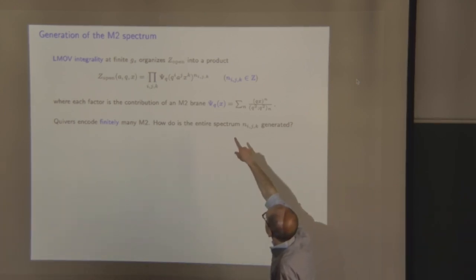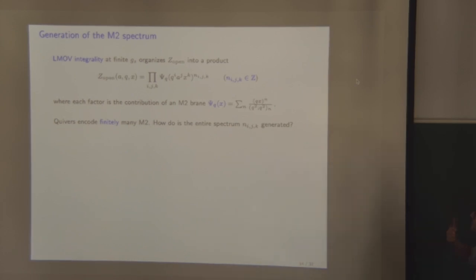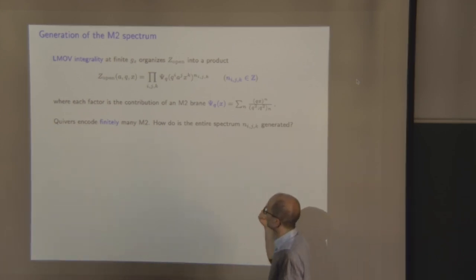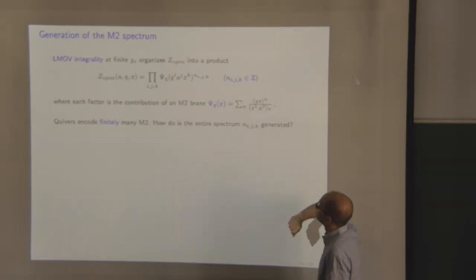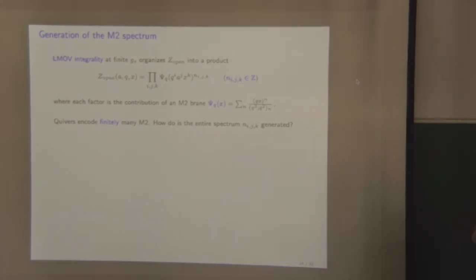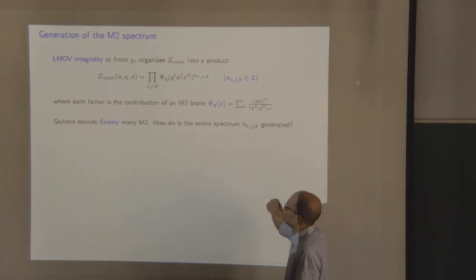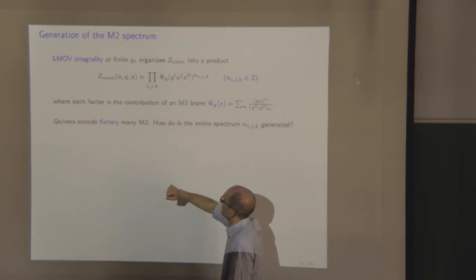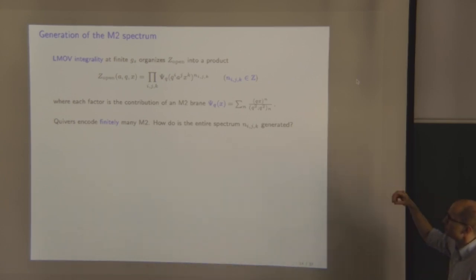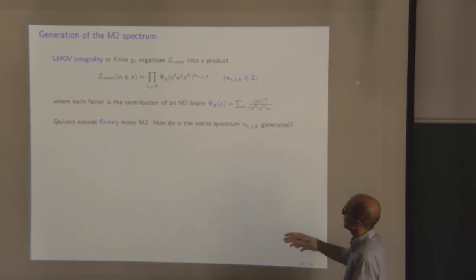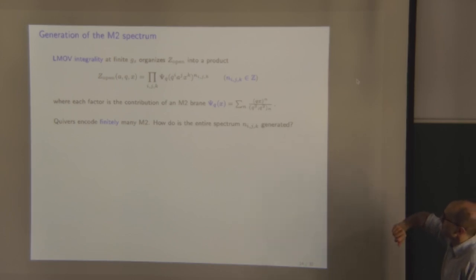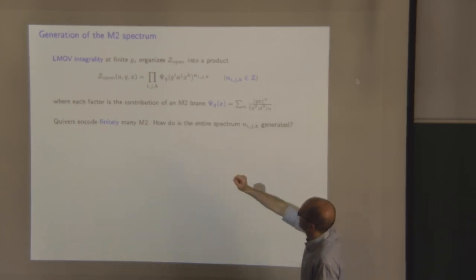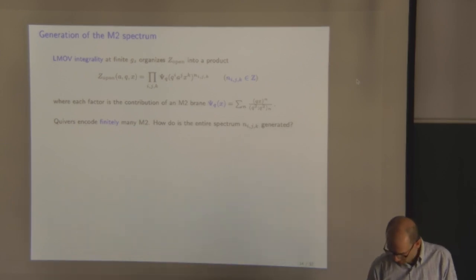Now, in M theory, we think of those integers as counting certain states in a Hilbert space. And this is the Hilbert space associated to M2 branes. And there's infinitely many such integers in general for the open string partition function. On the other hand, when we have a quiver, we've said that there's finitely many M2 branes. There's one for each node of the quiver. So the question is, how is the entire spectrum of LMOV invariants generated by the finitely many M2s that are encoded by the quiver?